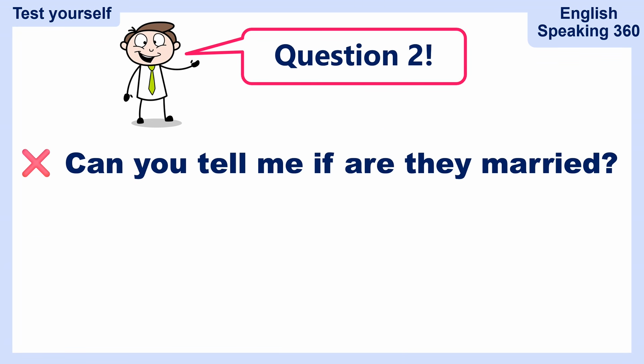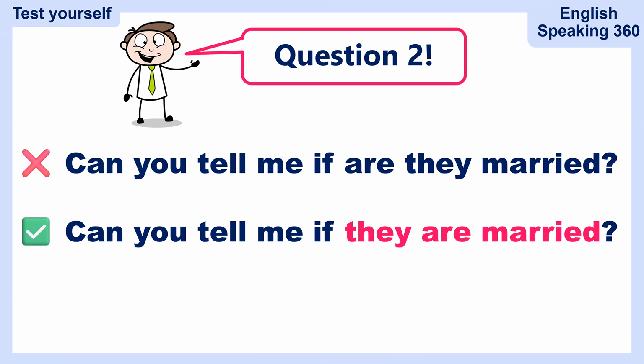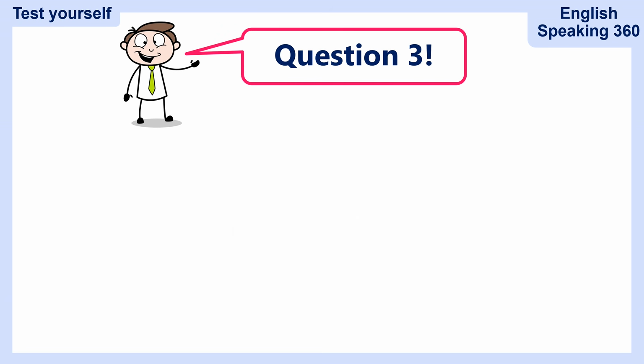Question 2. Can you tell me if are they married? Oh, that sounds very wrong. The correct question is, can you tell me if they are married? Not are they married, they are married. The statement word order.